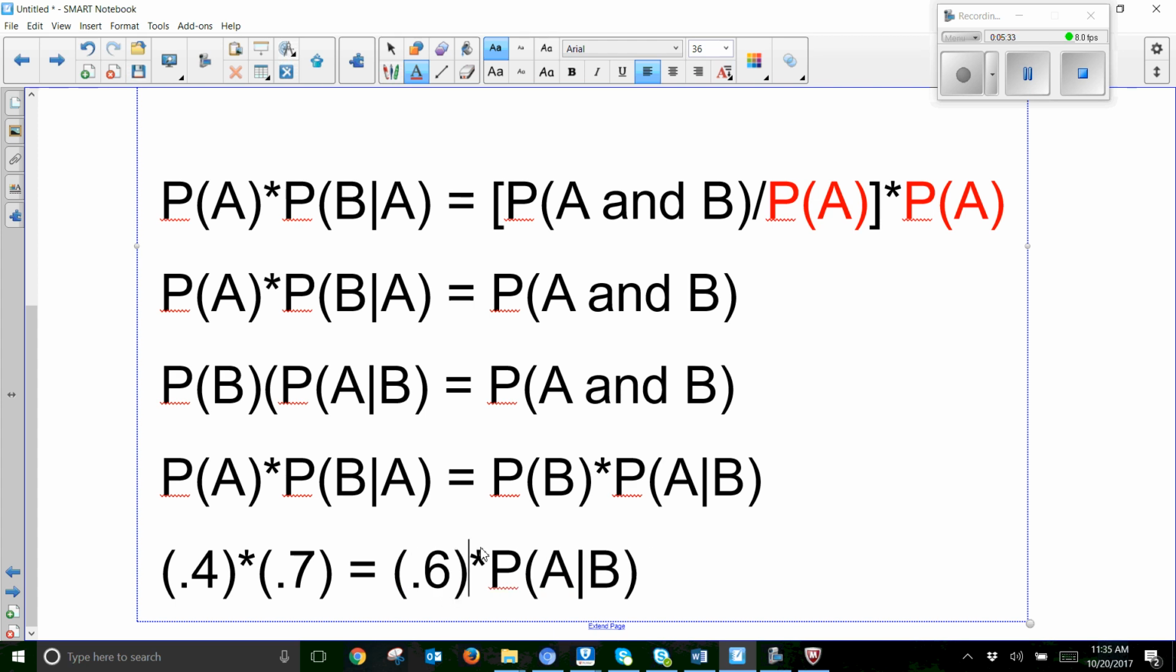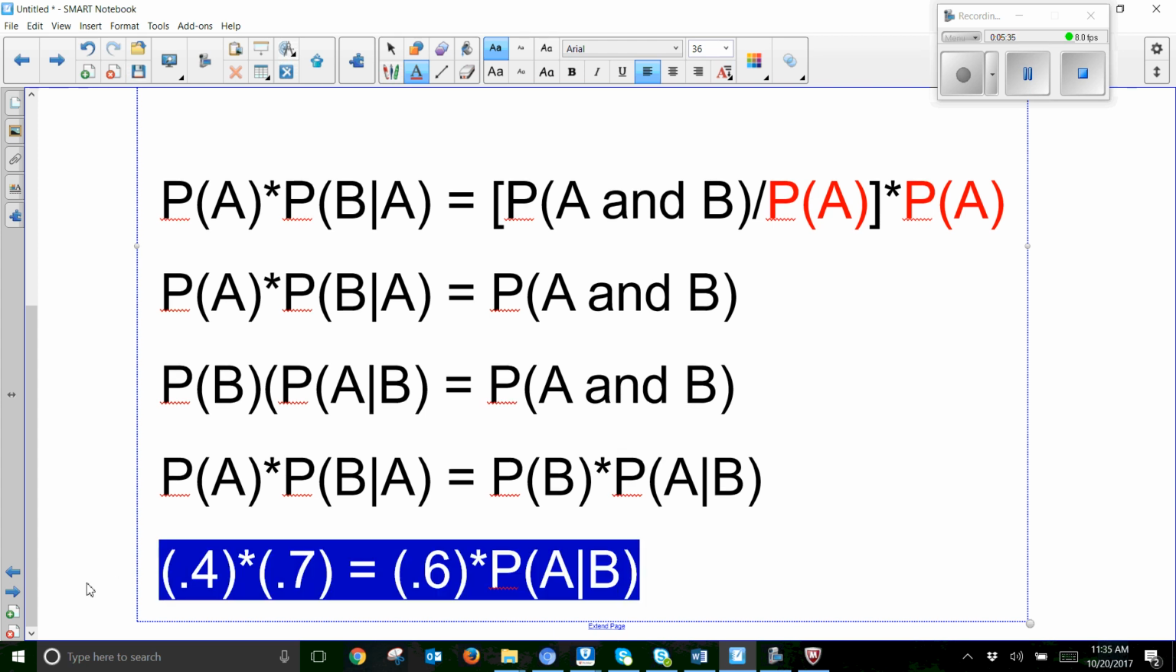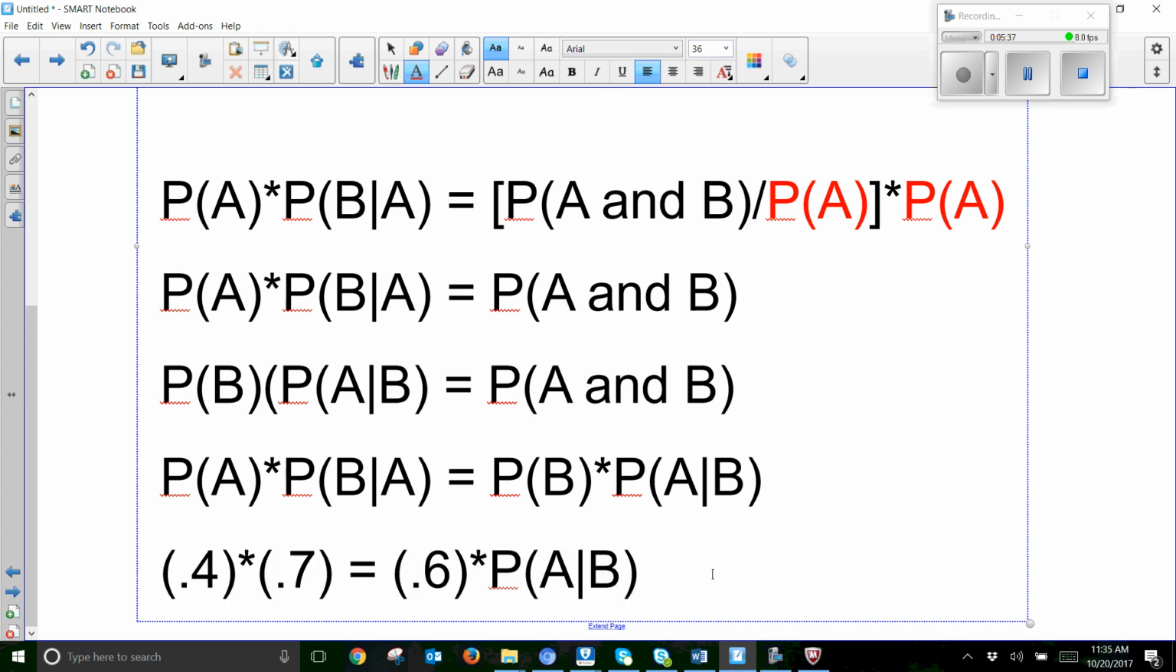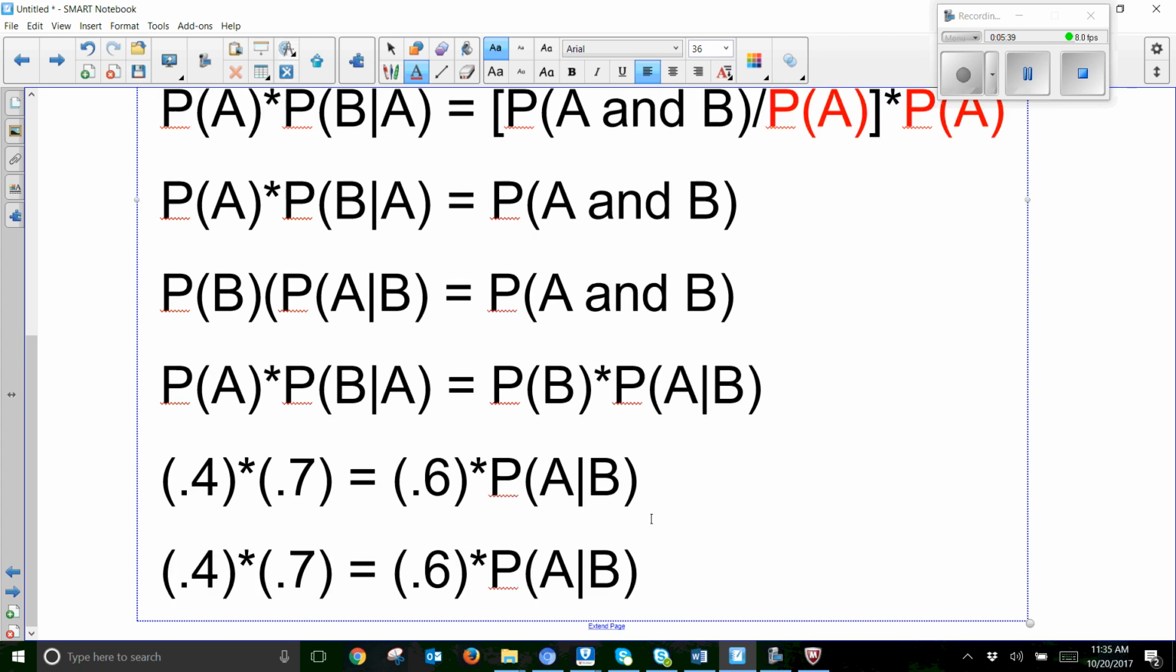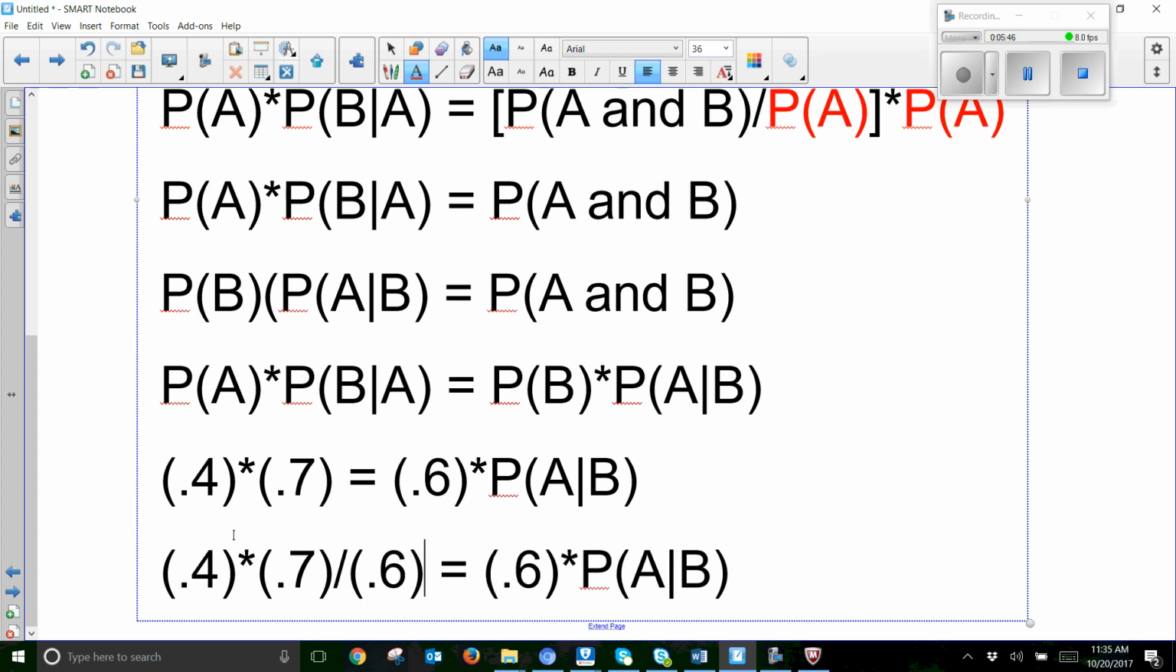All right. Now, if I divide both sides by 0.6, then the 0.6 on the right will cancel out. And I get the probability of A given B. Probability of A given B is equal to 0.7 times 0.4 divided by 0.6. So, pull up a calculator.